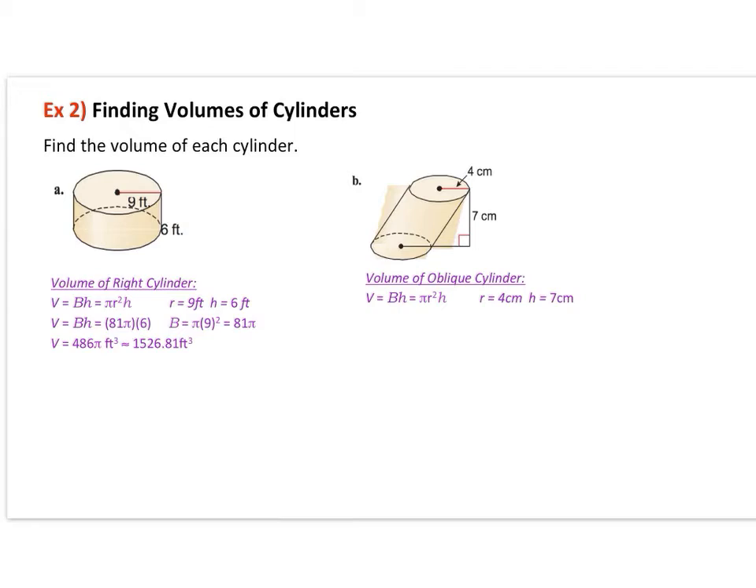So for example B, also a cylinder, it's oblique. We still use the same formula, pi r squared h. So the radius is 4, and the height of the cylinder, remember, is the vertical perpendicular distance between the bases, always, even if it's oblique, and that's 7.